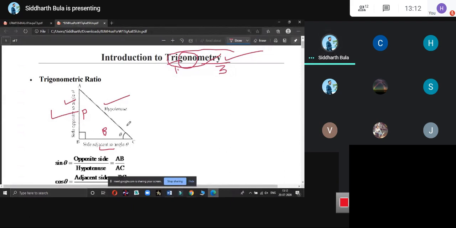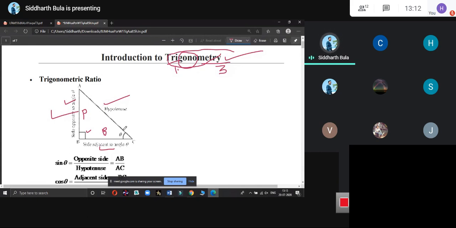Now let me introduce one more concept. In a right angle triangle, listen carefully, one angle is absolutely 90 degrees here. This is 90 degrees. And now two angles are still left. Angle 1, angle 2. Two angles are still left.